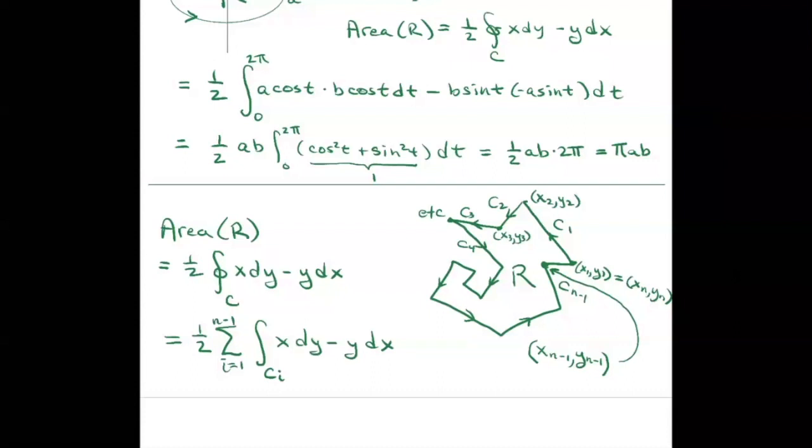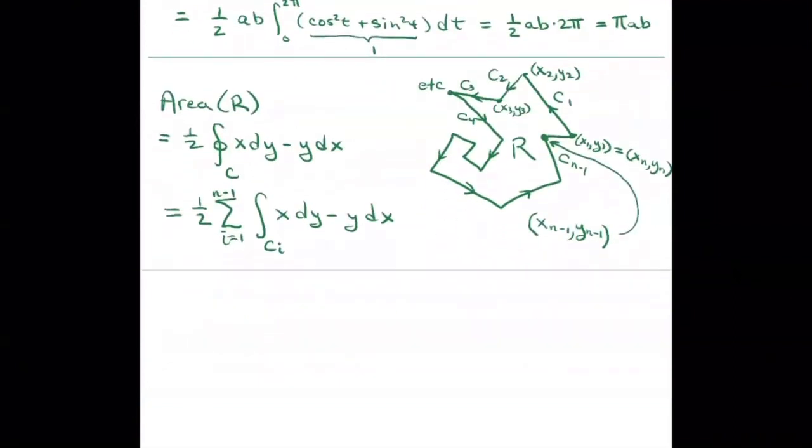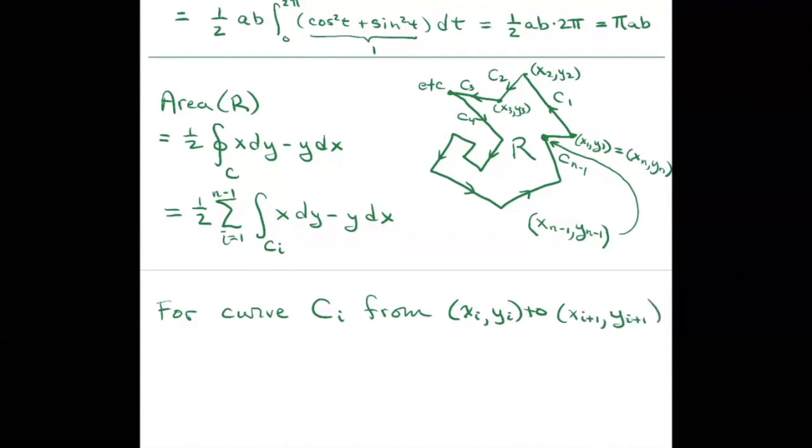I think I would just do one of these. Okay, how does it come out for just one of these? So for curve Ci, it'll go from (xi, yi) to (xi plus 1, yi plus 1), like that.